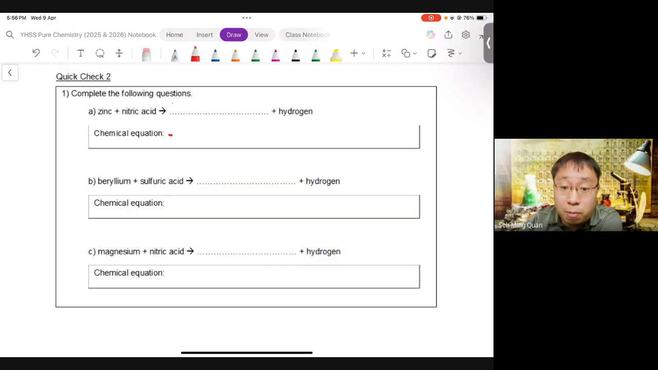Okay, perhaps I'll give you 1 more minute to complete the equations to the best of your ability. As you can see, your speed in writing the equations depends very much on whether you are able to write the formula correctly. So if you were able to write zinc nitrate within 10 seconds, you will finish the entire equation in 30 seconds at most. All right. So it's very important to write formula correctly now.